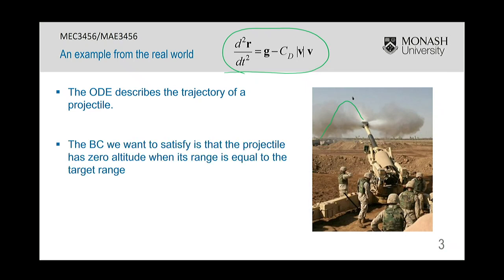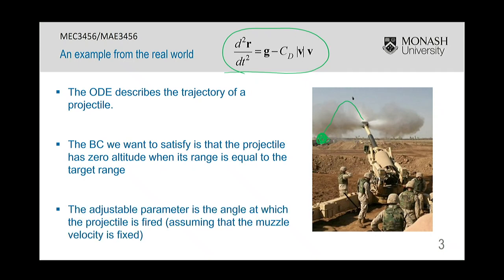The boundary condition we want to satisfy is that the projectile has 0 altitude when its range is equal to the target range. In other words, when we're across here, we've actually hit the target. The adjustable parameter that we have is the angle at which the projectile is fired. Let's assume here that the muzzle velocity is fixed and can't change.